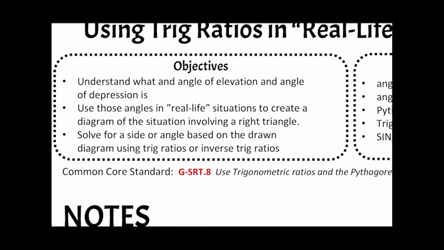These problems are pretty much the same as those trig problems we did before spring break. We just have to create the triangle now from a real life situation. So our objectives today are to understand what the angle of elevation and angle of depression are. Once you know that, you can build your right triangle a lot easier. Then you use those angles and the triangle you created in these real life situations to create a diagram of the situation, again involving a right triangle. And once you have your triangle, you just solve it the way you did before using sine, cosine, or tangent.